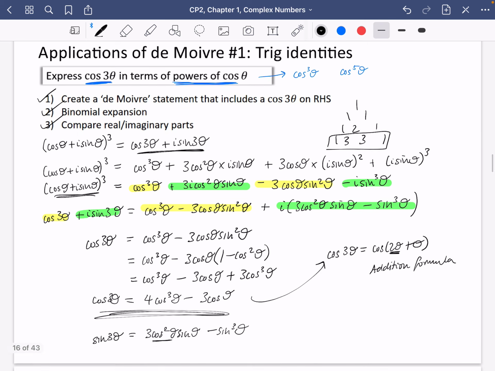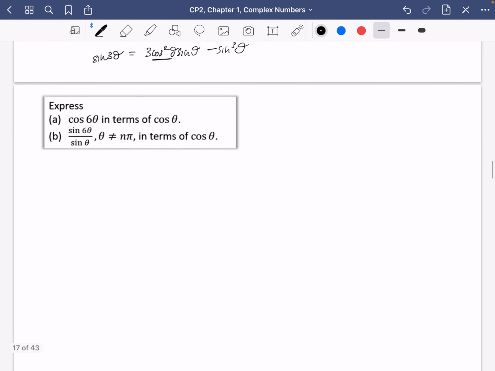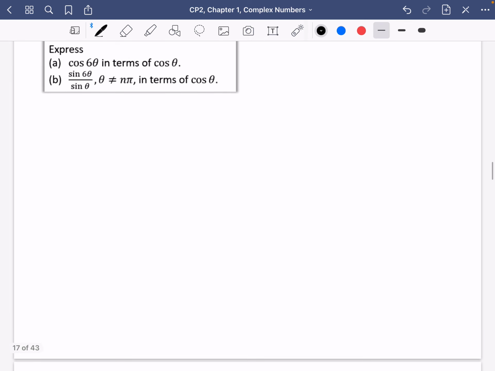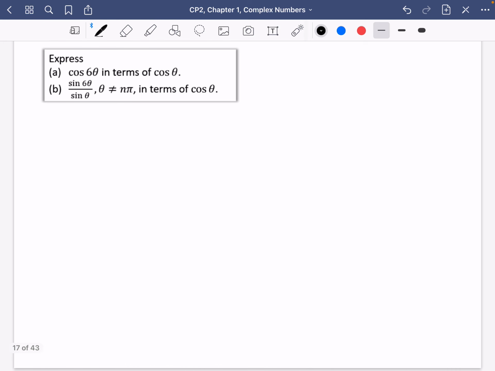So I'm going to do another example of this, and then you're going to do some exam question practice. So this time we want to express cos 6 theta in terms of cos theta, and this is going to be a lot more work because of the fact it is a 6 theta.